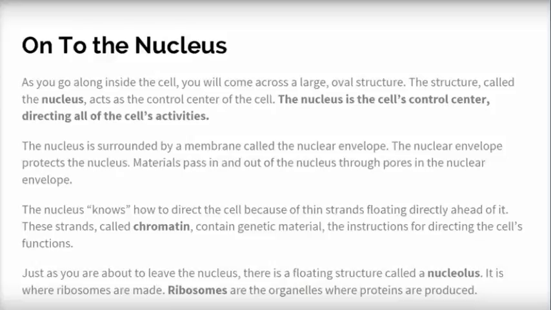The nucleus knows how to direct the cell because of a thin strand floating directly ahead of it. These strands, called chromatin, contain genetic material that provides instructions for directing the cell's functions. Just as you are about to leave the nucleus, there is a floating structure called a nucleolus. It is where ribosomes are made. Ribosomes are the organelles where proteins are produced.